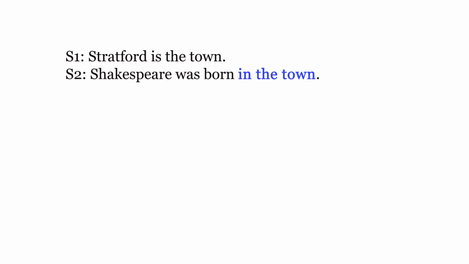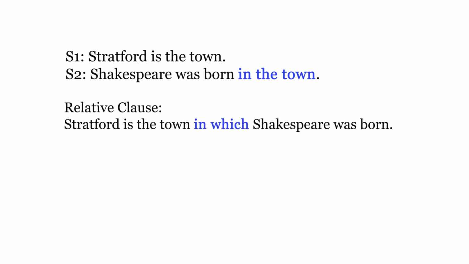But why? If you split the sentence, it will become "Stratford is the town" and "Shakespeare was born in the town." Here the common word the two clauses share is "the town". However, in the second clause, before "the town", there is a preposition "in". So when we combine the two clauses together, the preposition "in" should be moved to the front together with the relative pronoun "which". As a result, the sentence should be "Stratford is the town in which Shakespeare was born."